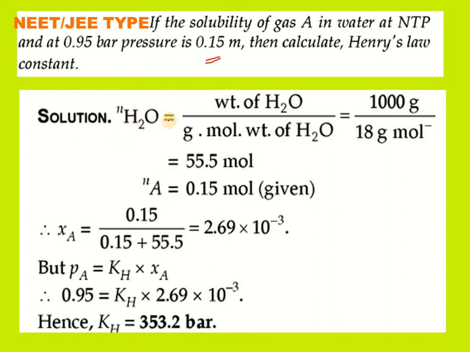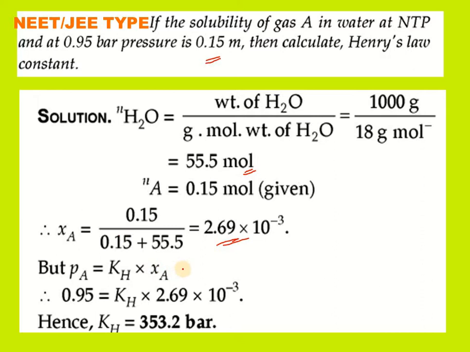Let us see the solubility of the gas; the discussion should be started with the water. Here the number of moles of water is 55.5, which is very clear. Now the number of moles of this gas A given in the problem is 0.15. So we calculate the mole fraction from it. The mole fraction of the gas is the number of moles of gas, 0.15, divided by the total number of moles. We got 2.69 times 10 power minus 3.